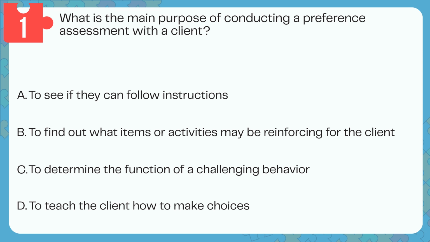Question 1. What is the main purpose of conducting a preference assessment with a client? A. To see if they can follow instructions. B. To find out what items or activities may be reinforcing for the client. C. To determine the function of a challenging behavior. D. To teach the client how to make choices.